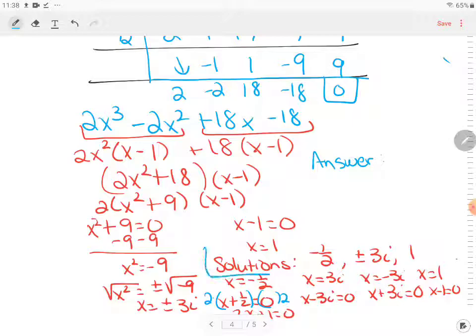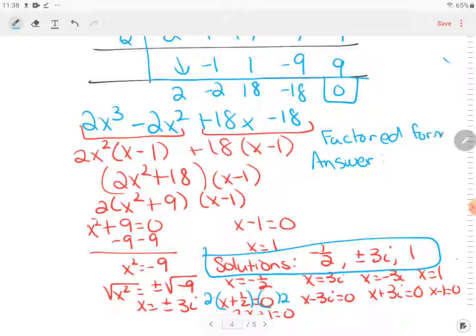Okay, so your answer is, well, here are our solutions. And let me show you the factored form. So the factored form answer is, you would say 2x plus 1 times x minus 3i times x plus 3i times x minus 1. Now if you notice, the exponent on each x term is 1, so each has multiplicity 1.